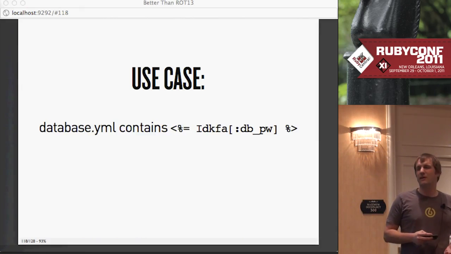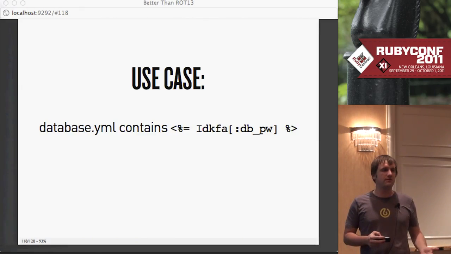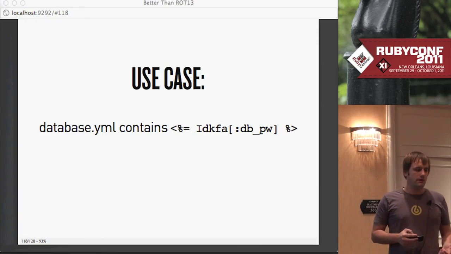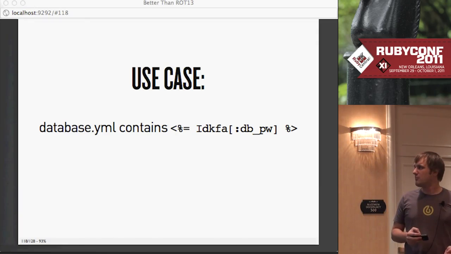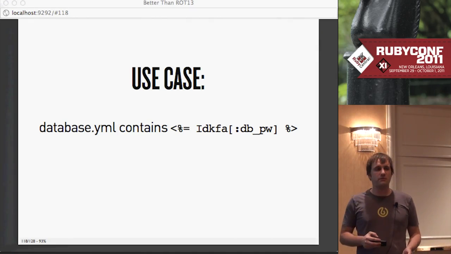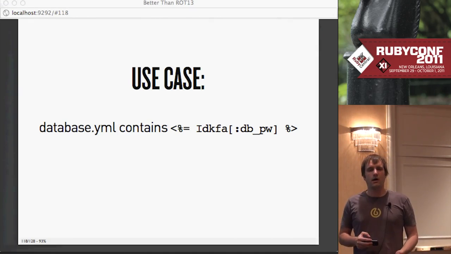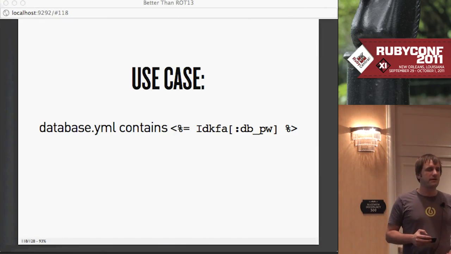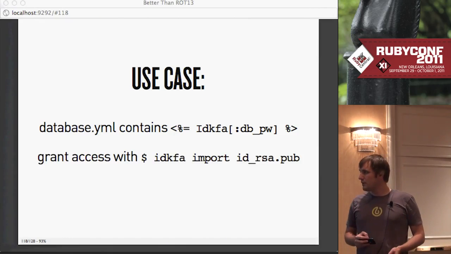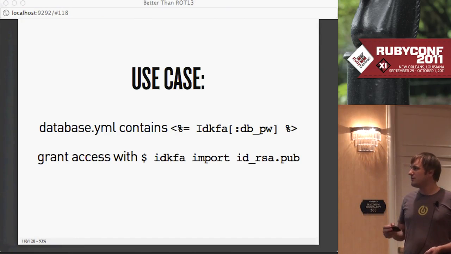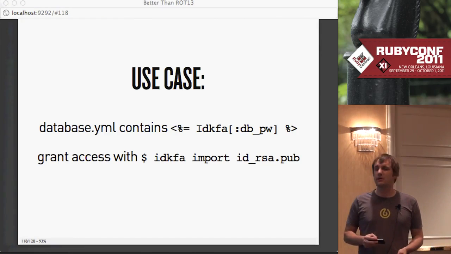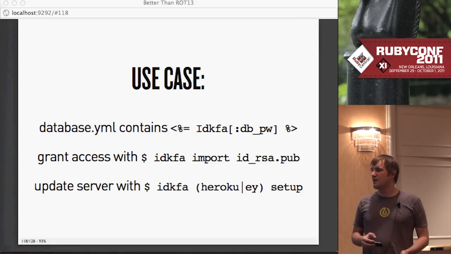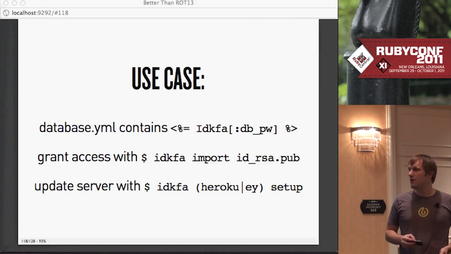So the use case for idkfa is that you check in database.yaml into your code repository, and it just has some ERB. And this idkfa method reads a file that's also checked into your code repository and decrypts it, assuming that you have the appropriate private key in your home directory. So you can grant access to other people to let them modify that file by using something like idkfa import and then take in their public key. You can update a server by saying idkfa Heroku setup or idkfa EY setup.